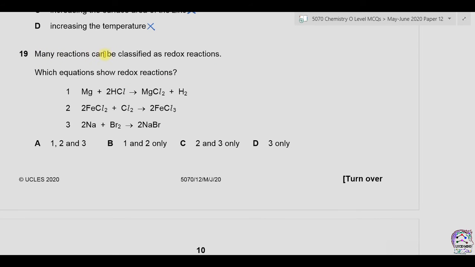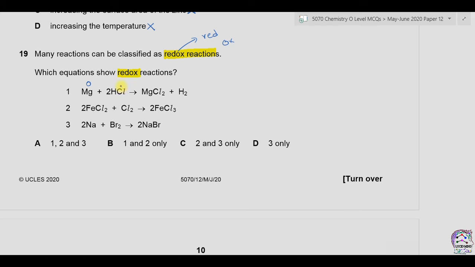Question 19. Many reactions can be classified as redox reactions. Which equations show redox reaction? Redox reaction means a reaction in which reduction and oxidation both take place at the same time. Now let's find out the oxidation states of these elements, then we can know whether the substance is oxidized or reduced. 1. Magnesium. As magnesium is in element state, the oxidation state is 0.